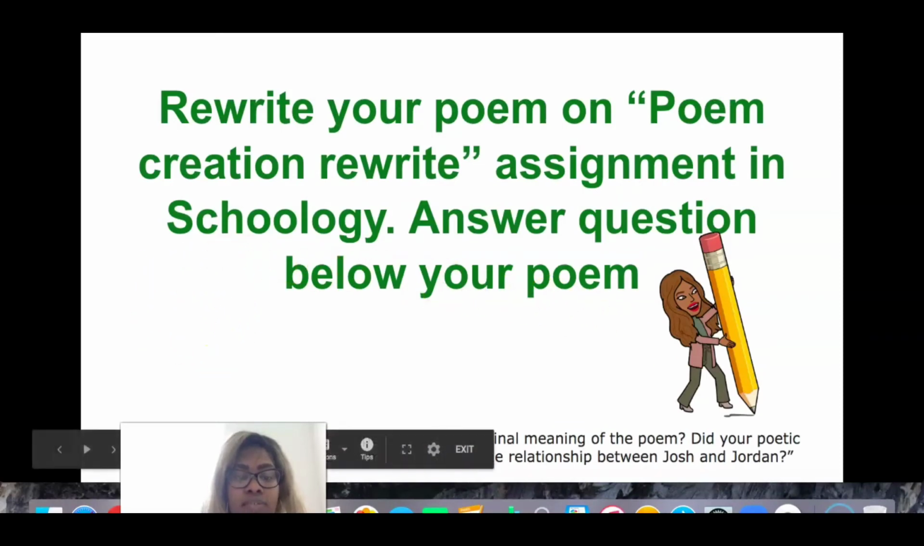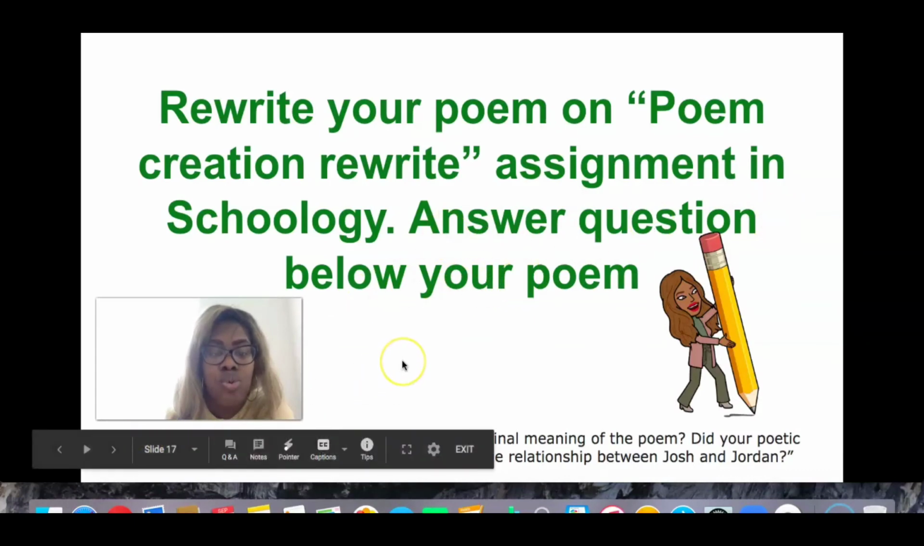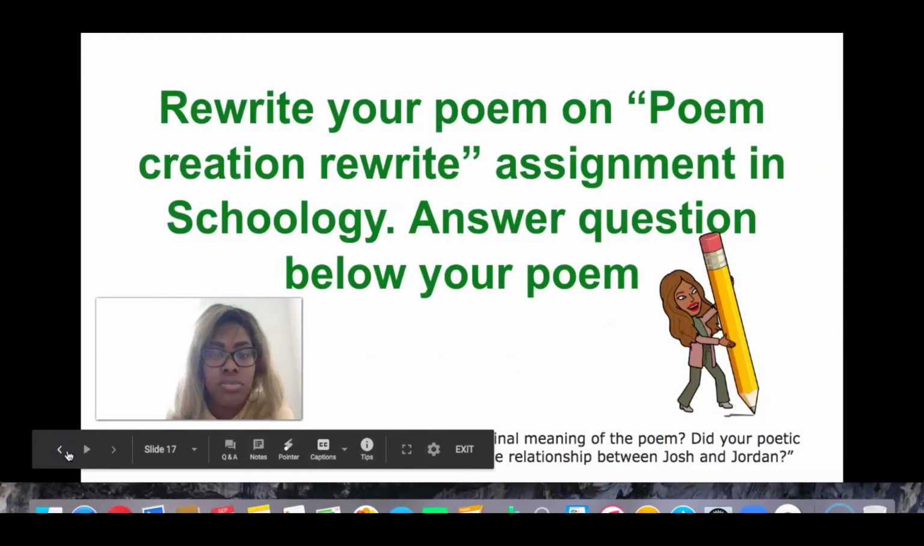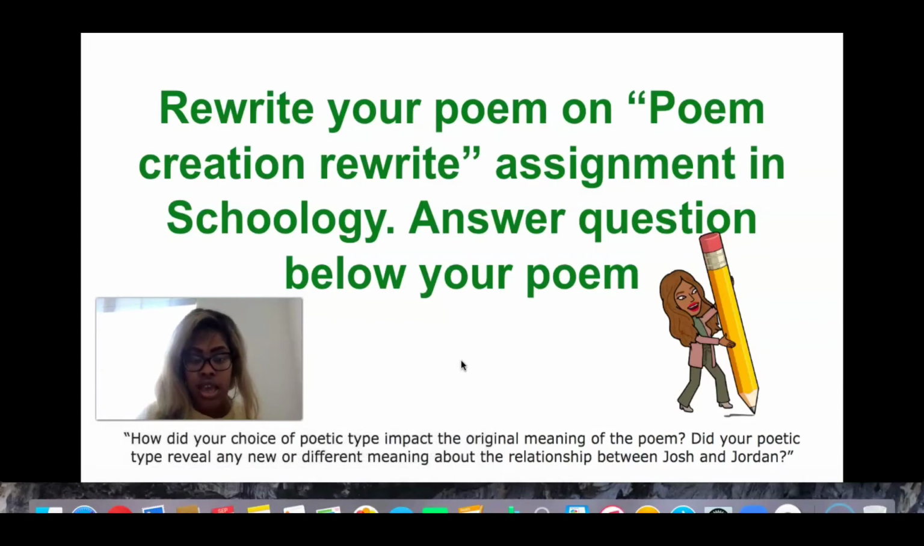I will have a link for you to put your poem in inside of Schoology. And once you've written your poem, I want you to answer this question. How did your choice of poetic type impact the original meaning of the poem? Did your poetic type reveal any new or different meanings about the relationship between Josh and Jordan?